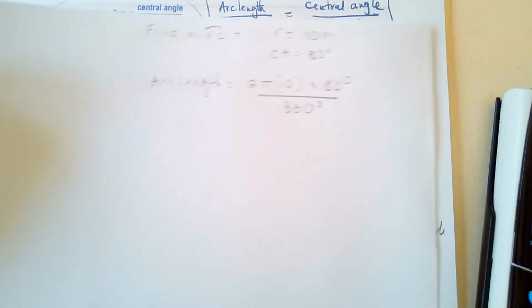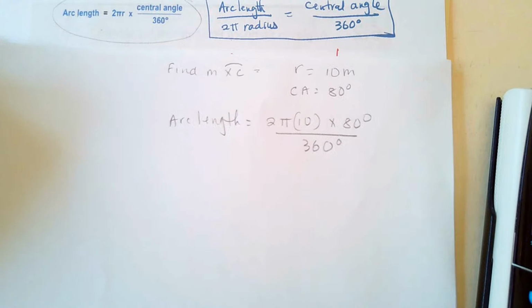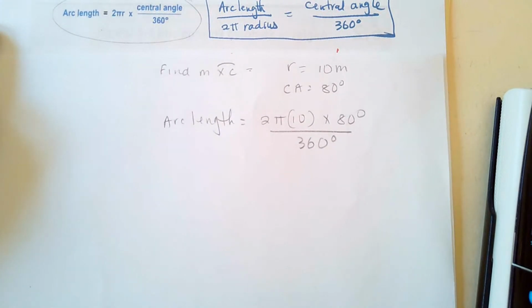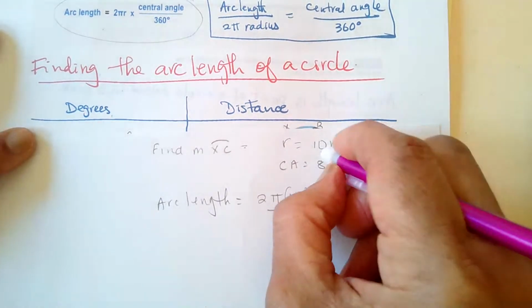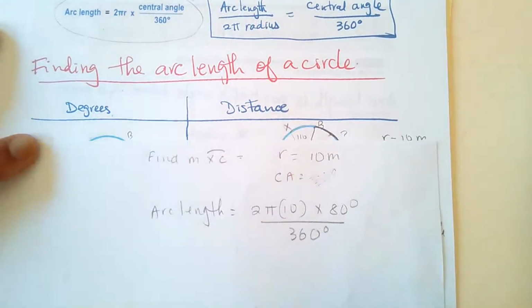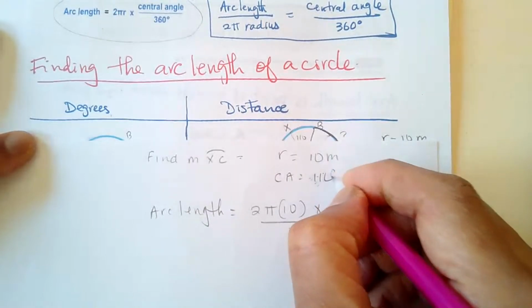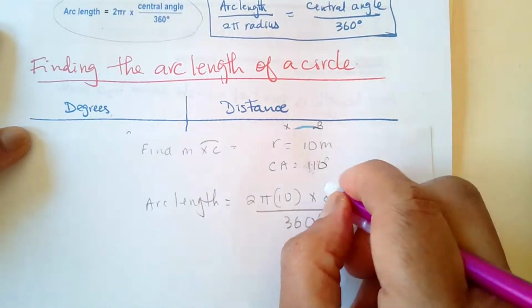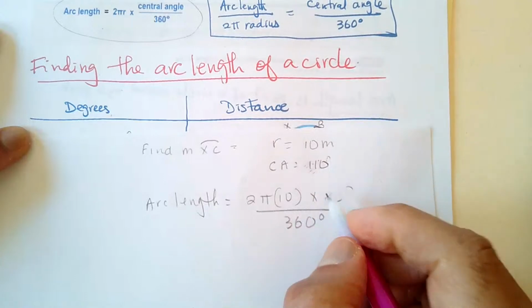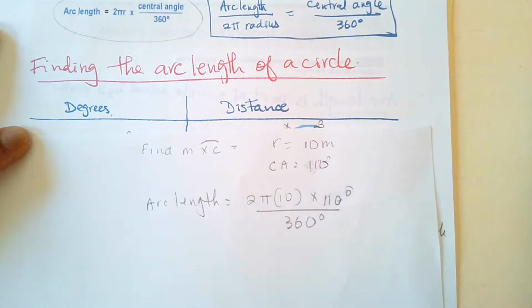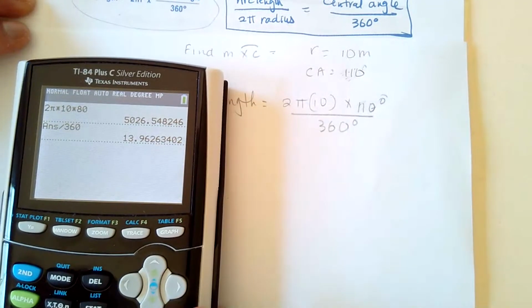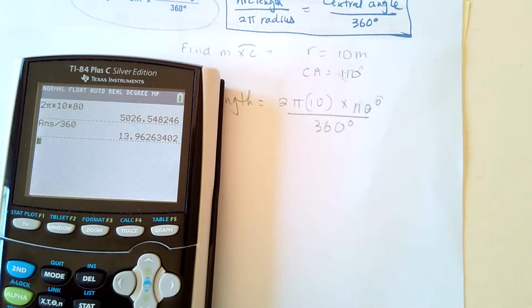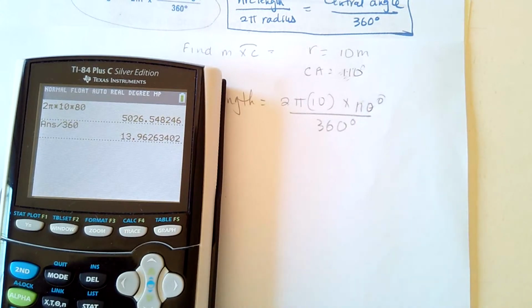Okay. Now, did I do that correctly? No, I didn't. Oh, my central angle is not 80. Sorry, my central angle is 110 degrees. Oops, no wonder I get the same result. The central angle is 110 degrees. Sorry about that. Let's do it over again. It can't be the same arc length when the angle is different.